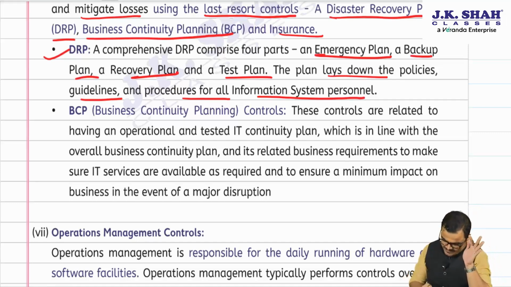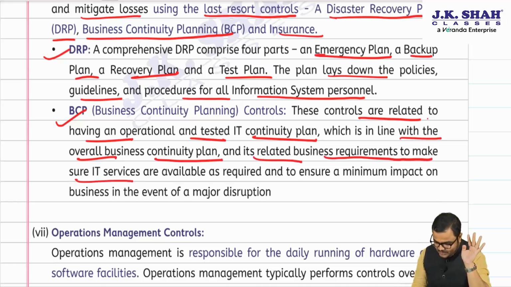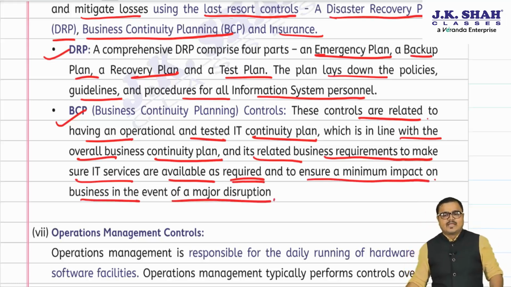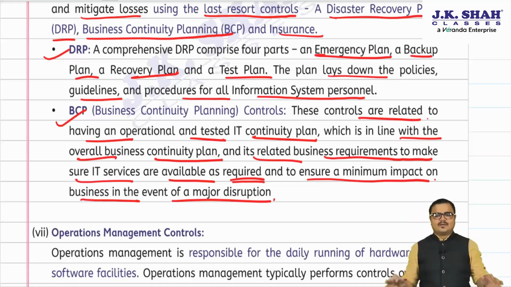Got it? Yes. BCP. These controls are related to having an operational and tested IT continuity plan which is in line with the overall business continuity plan, and it is related to the business requirement to make sure that IT services are available as required and to ensure minimum impact on the business in the event of major disruption. And for insurance, again write 1 line, that it helps us to reduce the financial risk. Am I very clear to you? Yes, sir. Chapter number 3, both the questions get done over here.